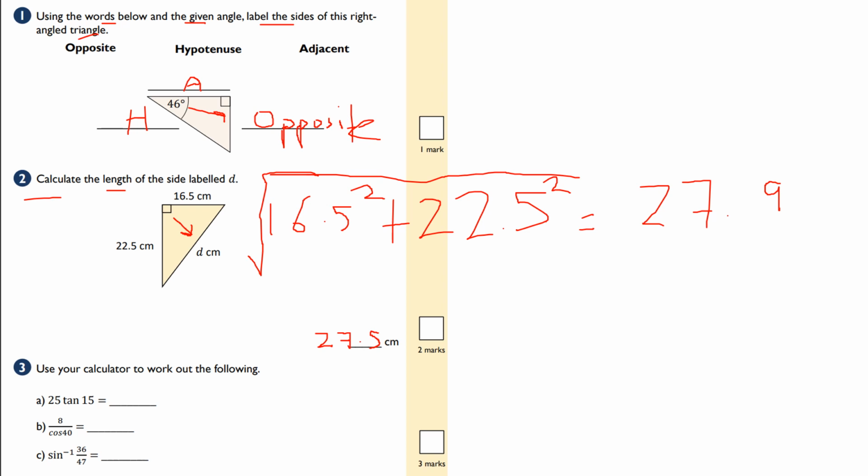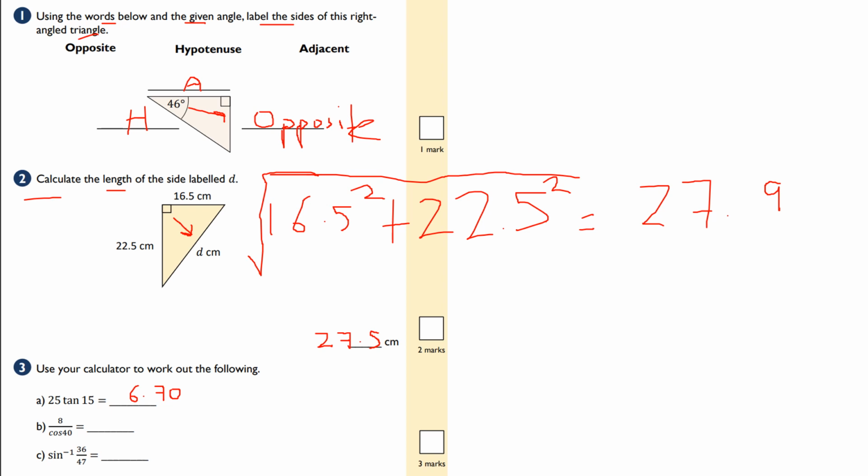Question number 3. So doing some calculator work now. Let's just clear this. So 25 times 15. If I'm not mistaken, I get 6.70 to 2 dp. In the exam, they'll specify what to round to, but if you're ever in doubt or unsure, I would go for 2 dp.